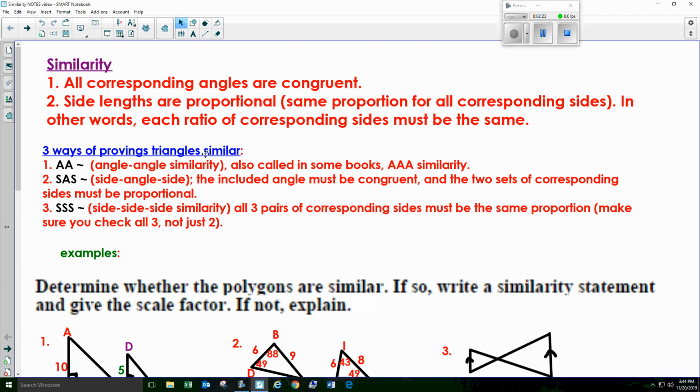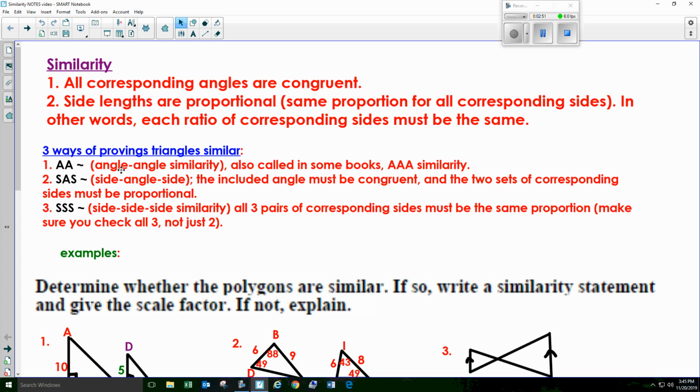Remember, similar includes congruent. So if the corresponding sides were all equal, then it's actually congruent. So congruency falls underneath similarity as well. But remember, similar, as we talked about today, is usually bigger or smaller. If it's bigger, it's called an enlargement. If it's smaller, it's called a reduction. And that ratio, like 5 to 2, is called the scale factor.